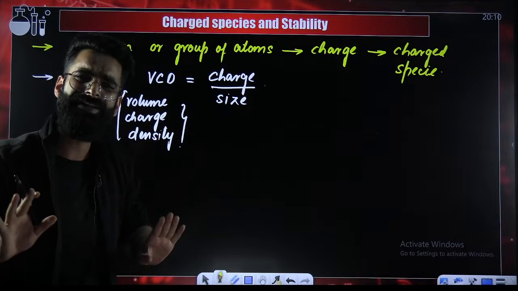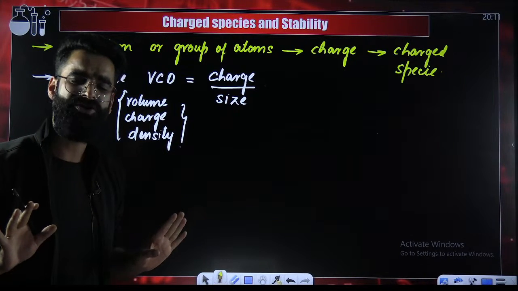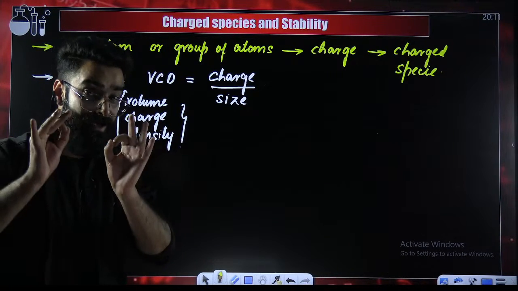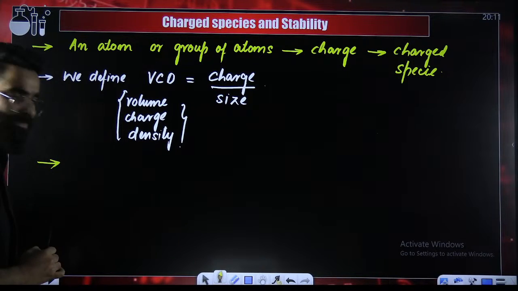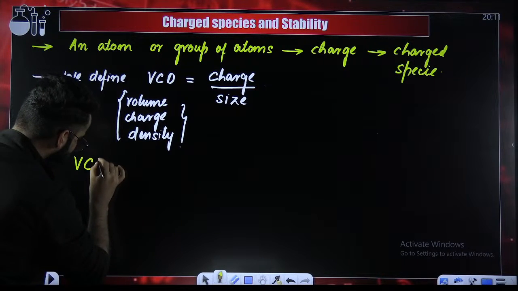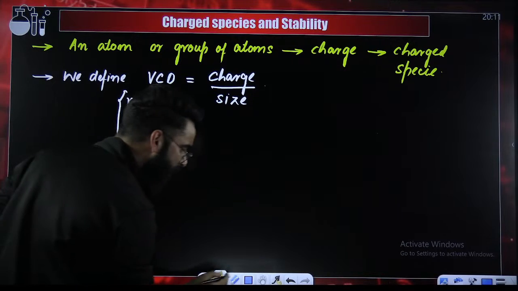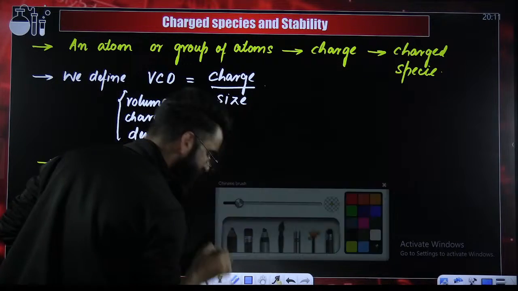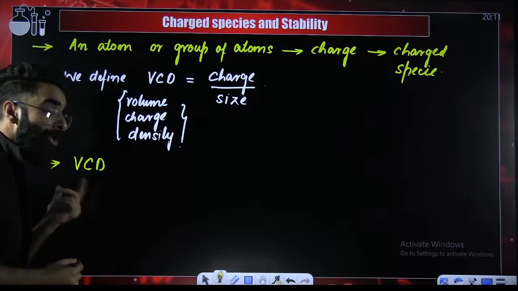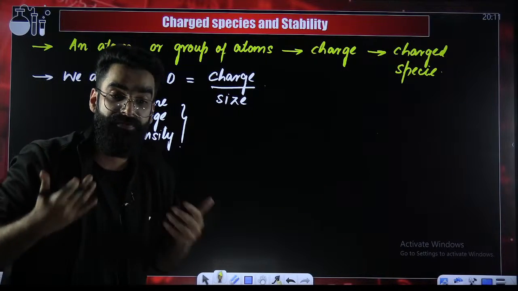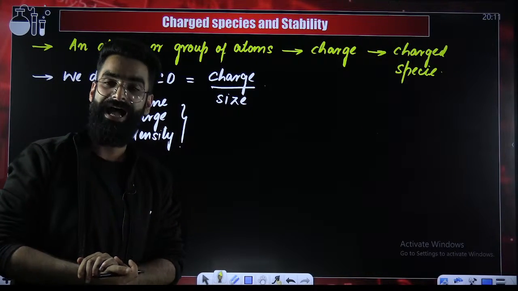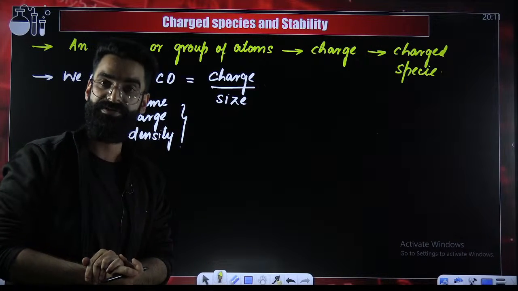That's all, guys. One more important thing which I would want every one of you to remember. When I talk about volume charge density, what kind of information does it give me? My dear students, volume charge density gives us the idea about the stability of different species.